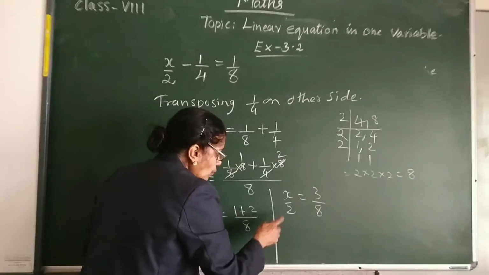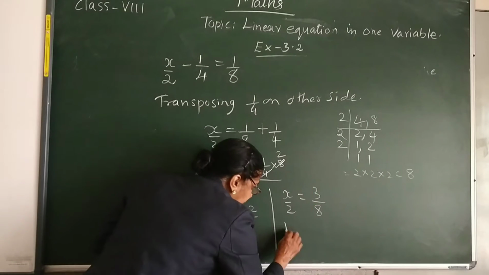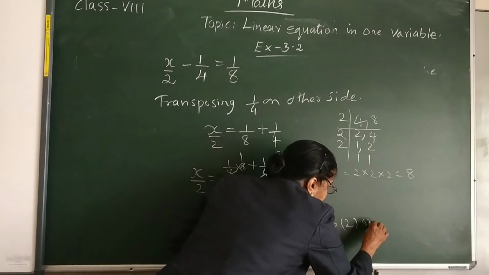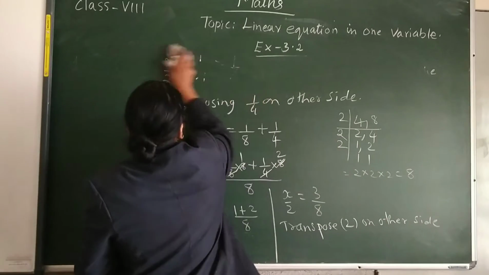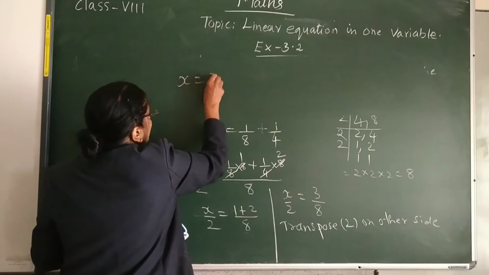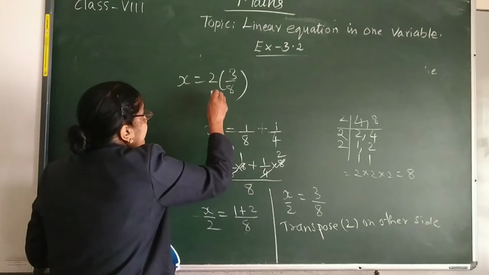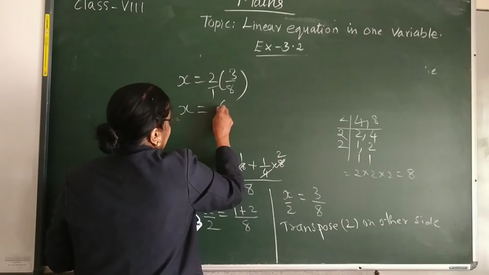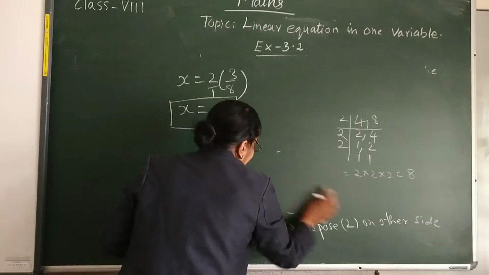What do you have to do now? This 2 is in the denominator. We have to transpose it. So transpose 2 to the other side. What do we get? After transposing 2 to the other side, x is equal to 2 into 3 by 8. Nothing is there under 2 means 1. So x is equal to 2 into 3, which is 6, over 1 into 8, which is 8. So the answer is x is equal to 6 by 8.